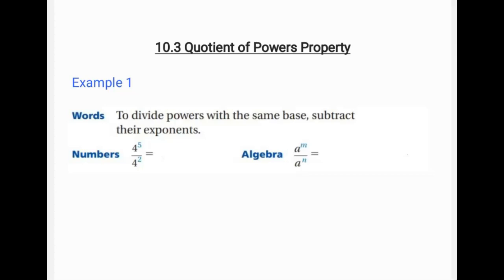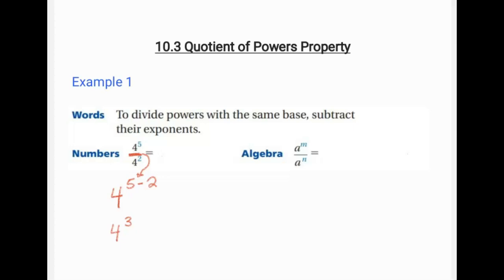In the numbers case, we have 4 to the 5th power, all divided by 4 to the 2nd power. And so we're going to take our base of 4, because both the top and bottom have a base of 4. So we can say 4, but the exponent is 5 minus 2. I think of this division sign as like a big minus to remind me that the operation will be a minus right there. So when we simplify, 5 minus 2 gives us 3, so it's going to be 4 to the 3rd power.